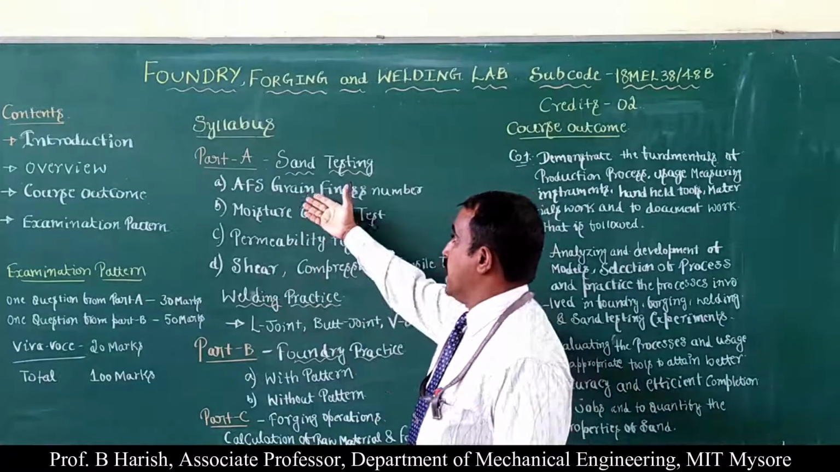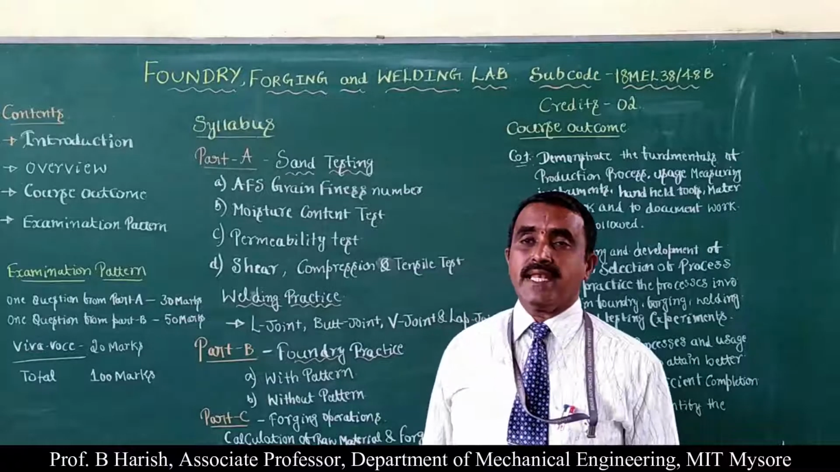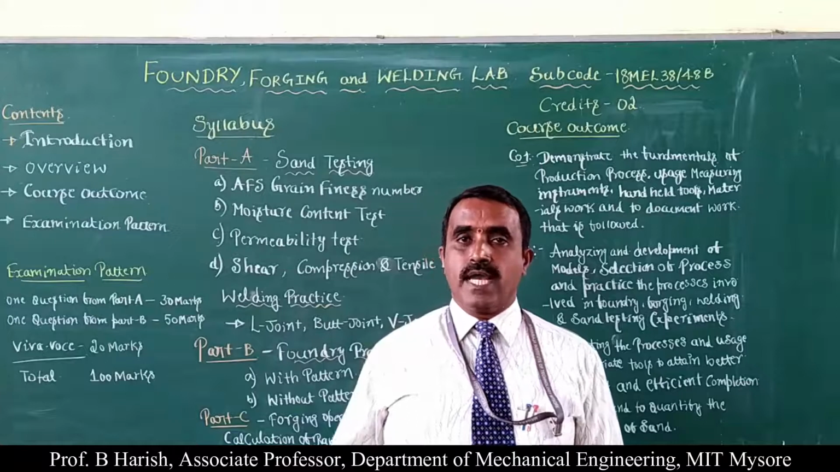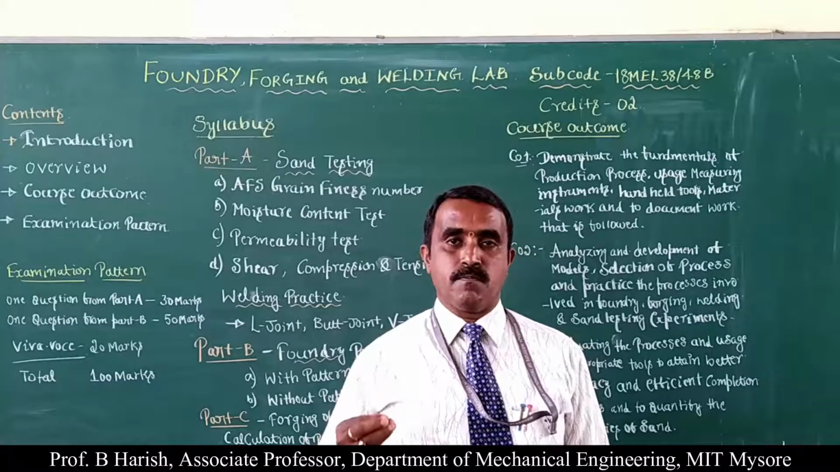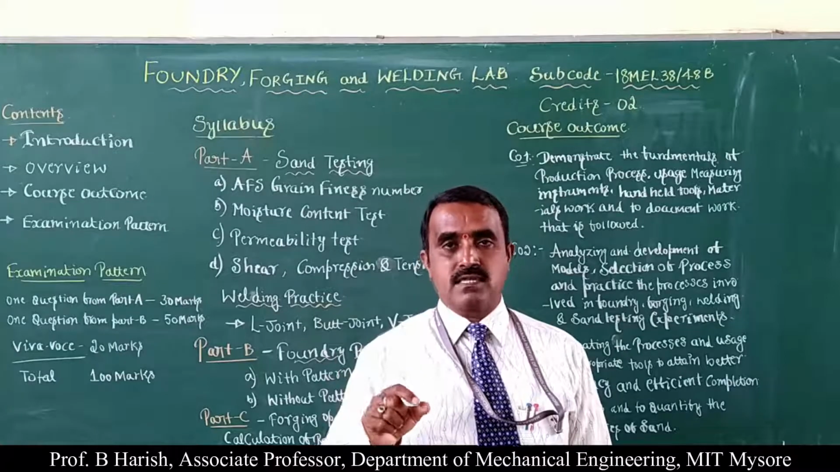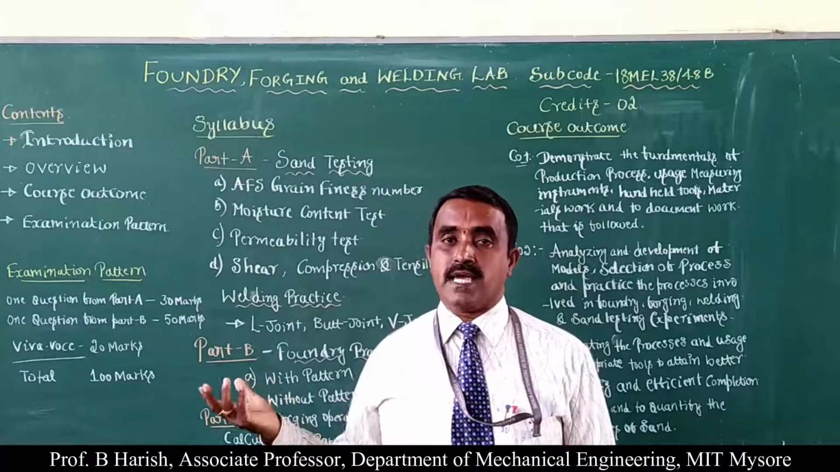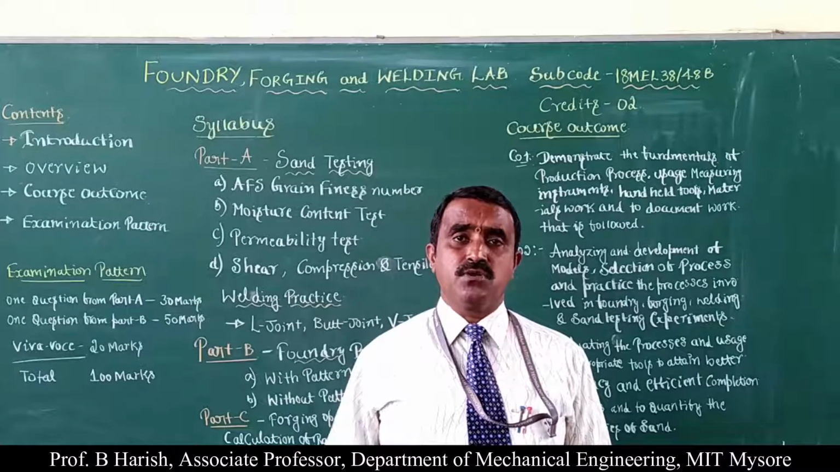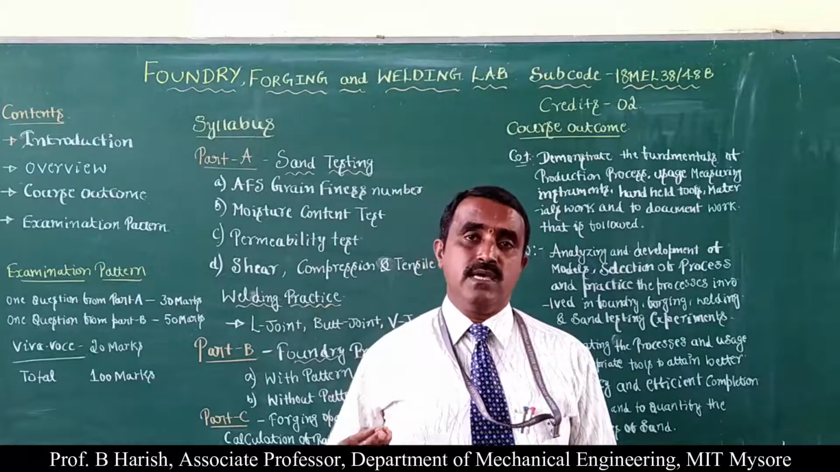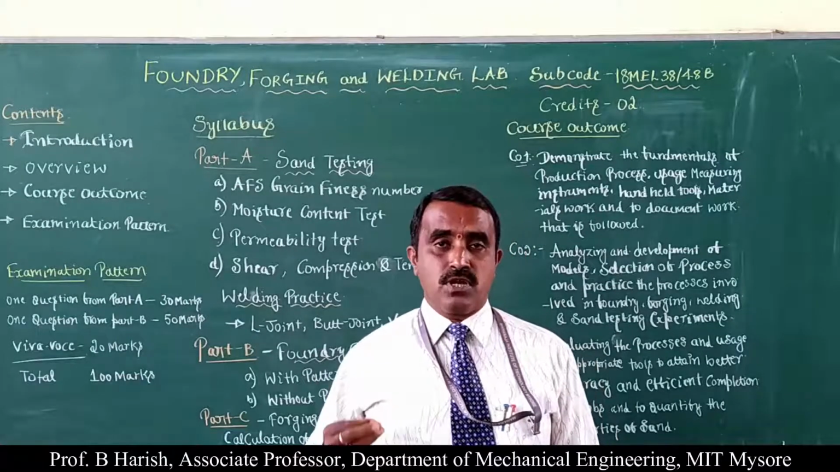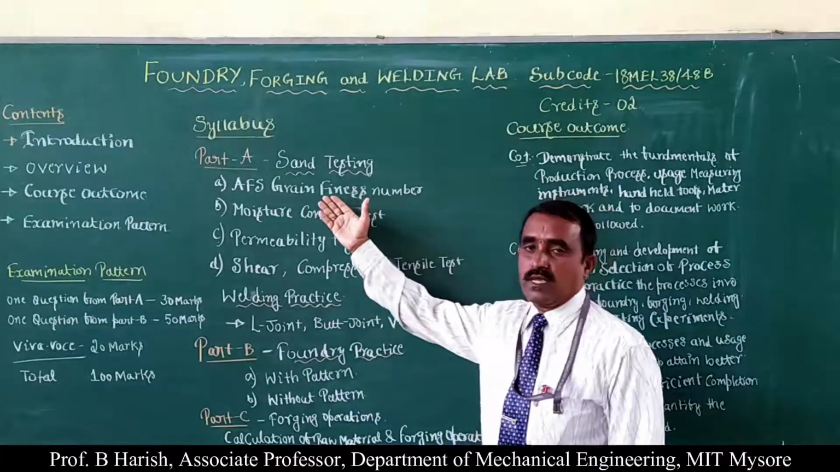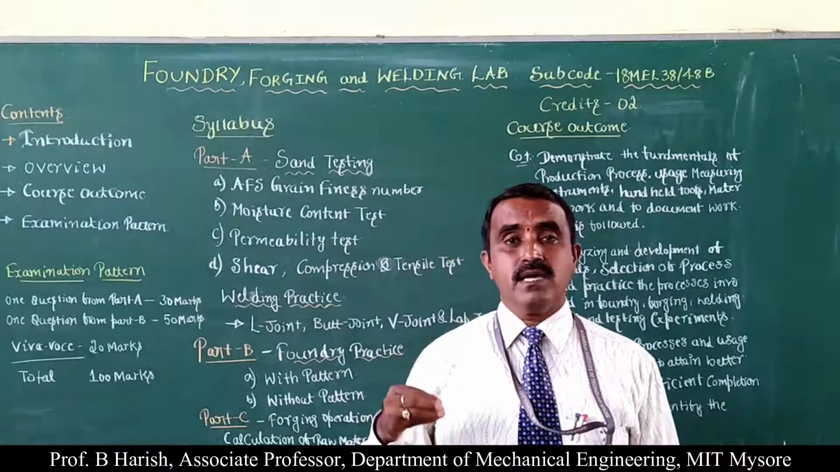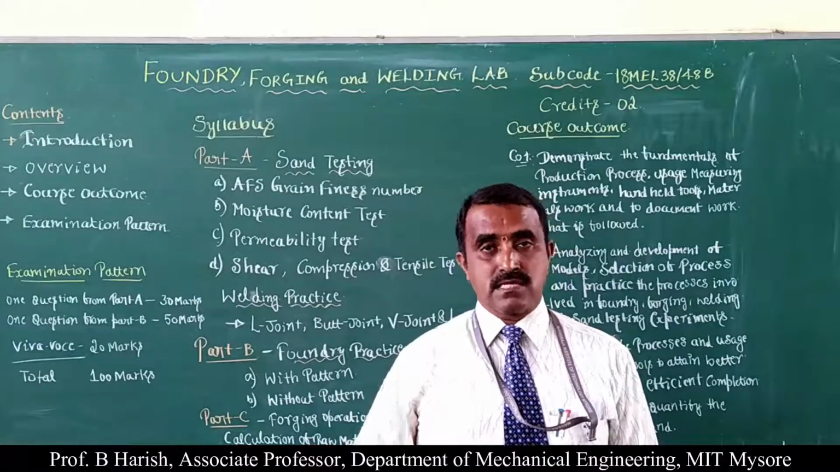So the first one is AFS grain fineness number. Fineness number is nothing but the size of the sand particles, so it is represented in terms of a number. So the bigger the size, how will the casting be? The smaller the size, how will the casting be? Before going for casting, you should know the fineness number of the sand grains. So the first experiment we carry out is grain fineness number, where we find out the fineness number of the sand that is used for preparing the sand mold.